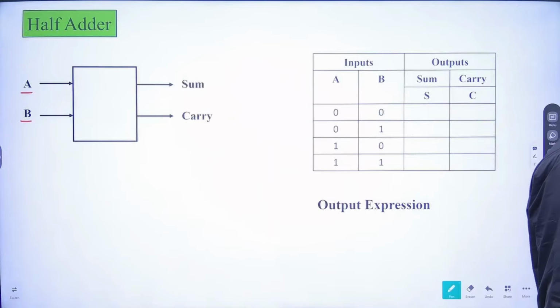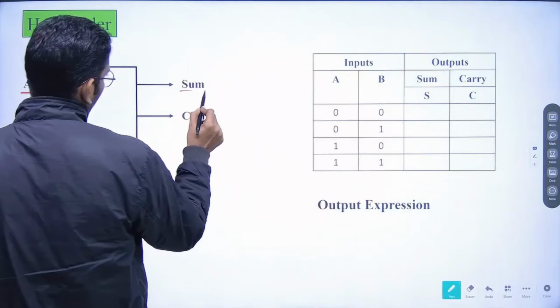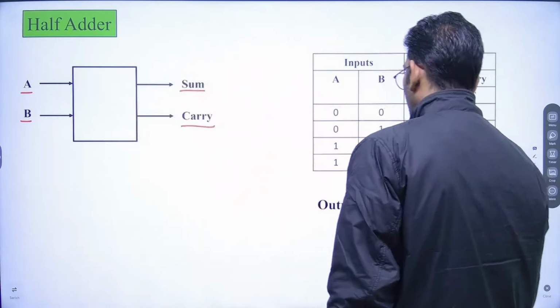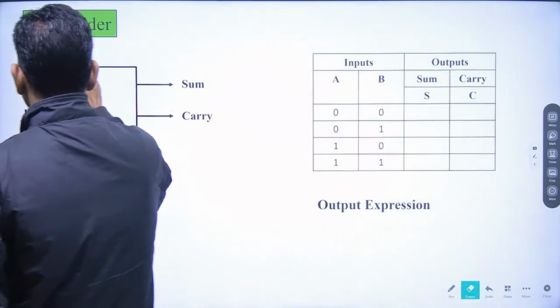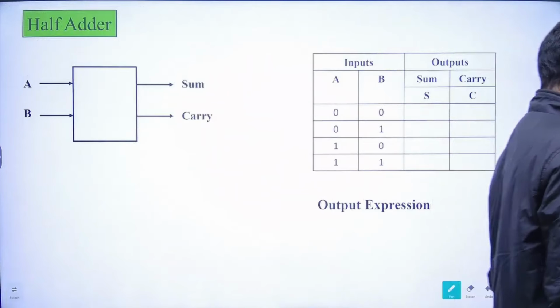So in case of the half adder, what would we be getting? We would be getting one output as sum and the other output as carry. So these are the things we would be getting in the half adder.